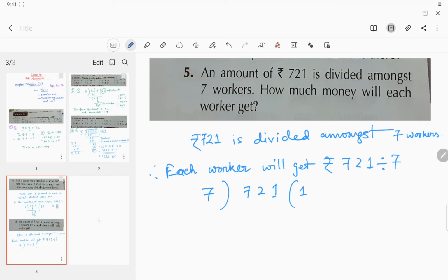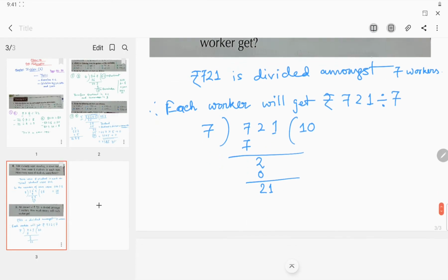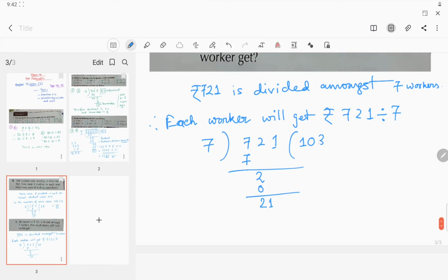So 7 ones are 7, then copy 2, which is less than 7, so it will be 0 here, because 7 zeros are 0. Then copy 21, and 3 sevens are 21.